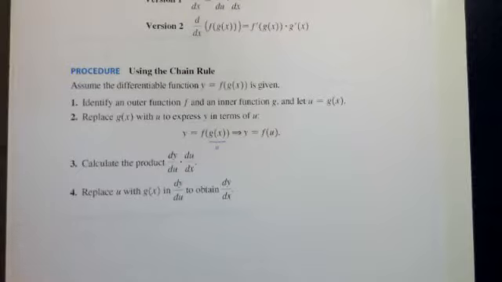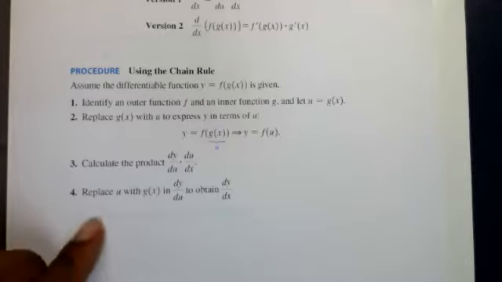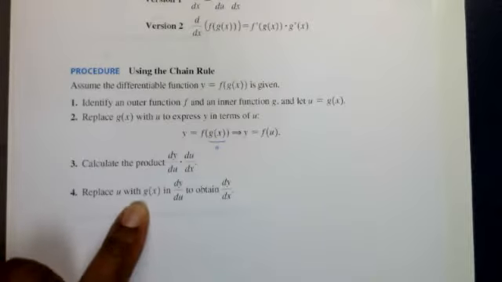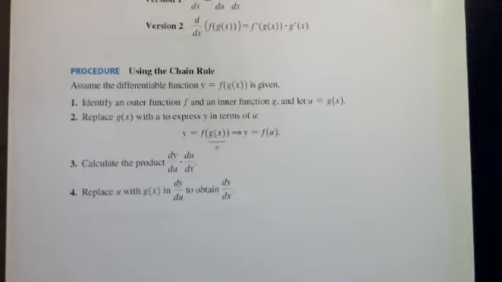Now here we calculate the product dy du times du dx. Since y is equal to f of u, we take the derivative of y with respect to u, and u is equal to g of x. That means du dx will be the derivative of that g of x function with respect to x. And then finally, we'll replace the u with g of x in dy du to obtain dy dx.